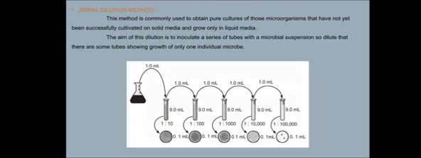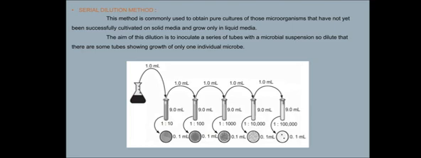And serial dilution is also a method for isolation of a single organism. A series of dilutions is carried out to reduce the population of the microorganisms and to obtain a pure culture. This is not yet cultivated on a solid medium, but can be cultivated in a liquid medium, and it is also carried out for the growth of a single microorganism.